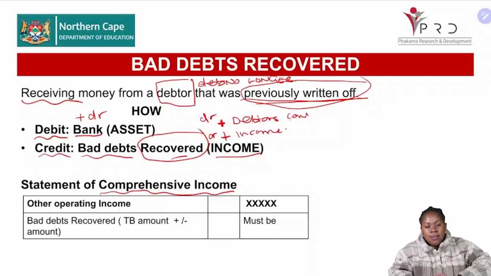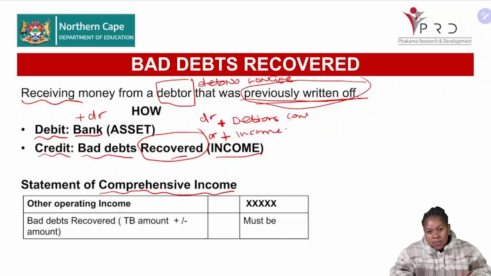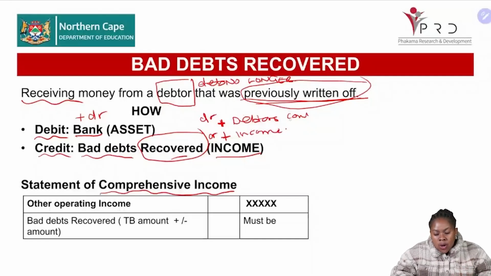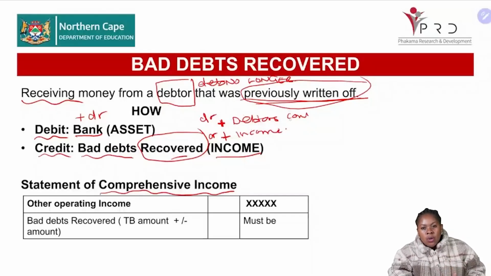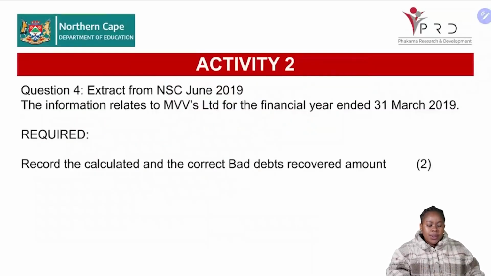So it can either be a straightforward question the way I've presented it, or they can tell you that the bookkeeper made an error and then you have to fix the error. How do you fix the error? You add back the amount that the bookkeeper removed, and then you add the correct amount into the bad debts recovered account. Okay, so let's quickly do an activity.